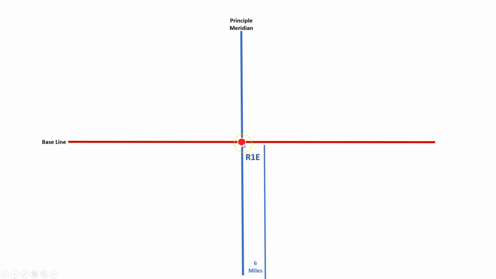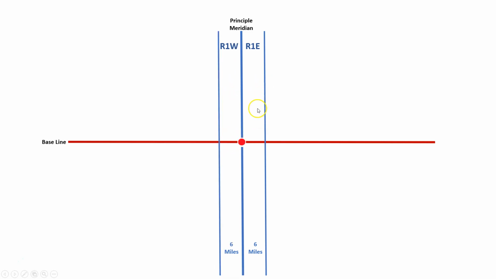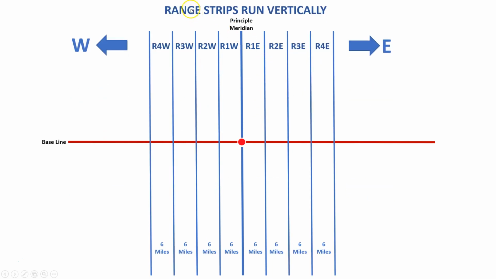So the surveyors, when they drew this up, they said we're going to split Florida into 6 mile square boxes. So we're going to draw parallel lines north and south, and we're going to call these range strips, and they run vertically, and we'll number them eastwards, 1, 2, 3, 4, 5, 6, etc. They're 6 miles apart, and westwards.